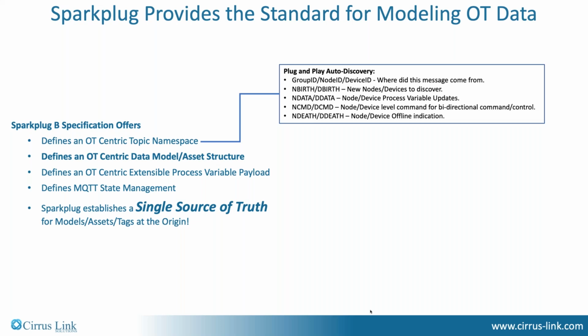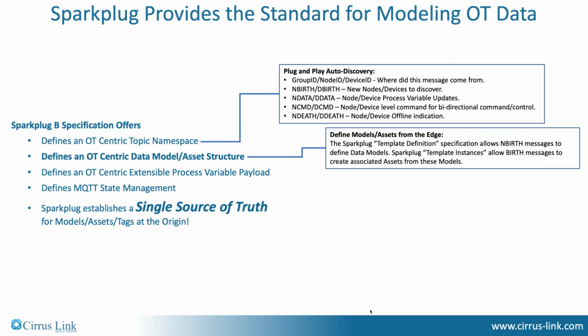With the data topic, we're able to do report by exception. So once we publish our birth with all of our process variables, if a pressure is 100, then we don't need to publish it again until it changes. So when it changes to 101, we can publish that on report by exception. With the command topic, we're able to do bidirectional command and control. And of course, if we have a birth, we have a death that tells us that that device is no longer available, and we should do something appropriate with the information. In the case of Ignition, we should set the tag stale.